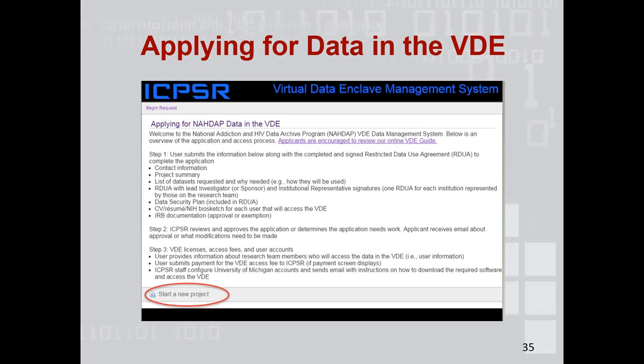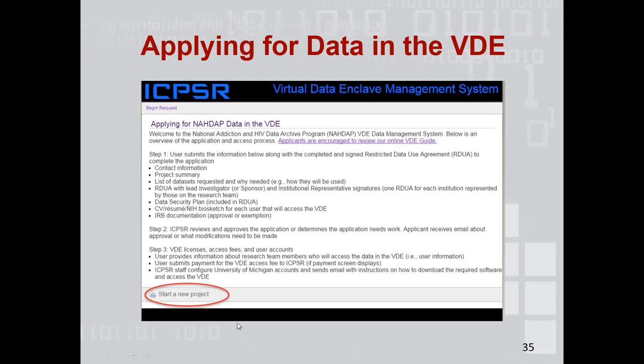Once you are ready to start your application, you would click on the link Apply Online for access to the data under the Access Notes section, and that will bring you to this page. It provides a broad overview of the 3 main steps that will occur. The VDE guide is also available from this page to assist you. Through this process, you will be in contact via email with NADAP staff and ICPSR's computer network team. There is no fee to apply or use the restricted PATH study data.